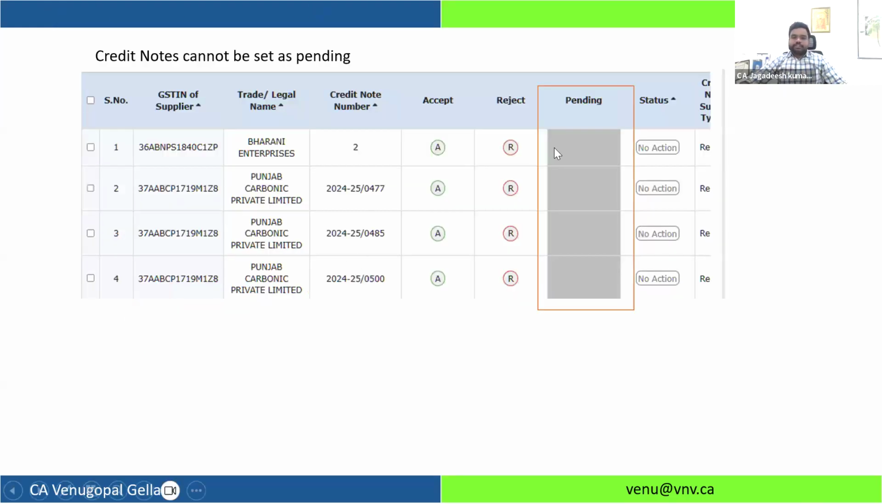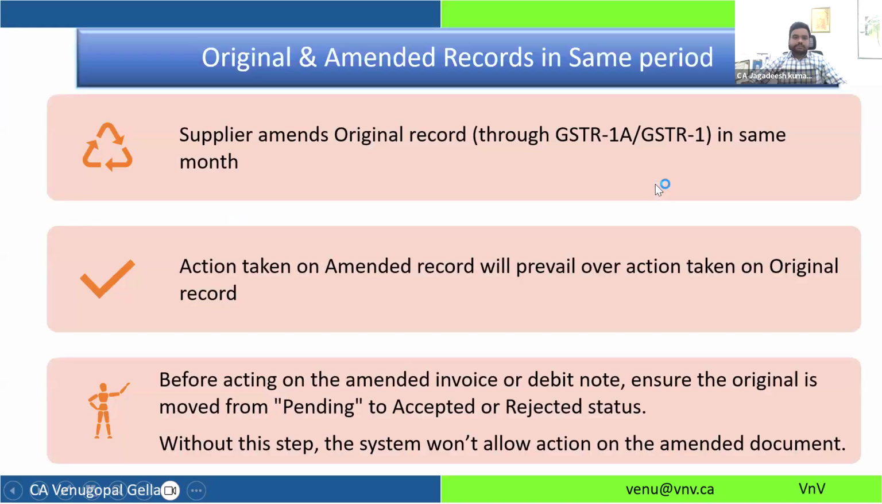If you see the credit note section, this extract I have taken from the portal, you can see here that you don't have an option to keep the invoice pending. You only have the actions of accept, reject, and no action. No action and accept are the same, and then you have reject. Only for the credit note, you will not have this pending status button.